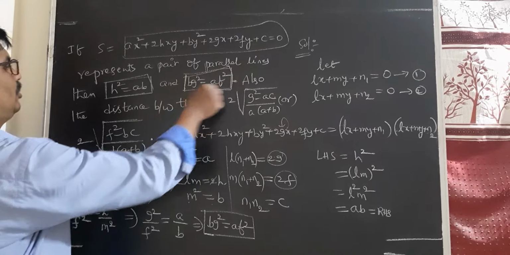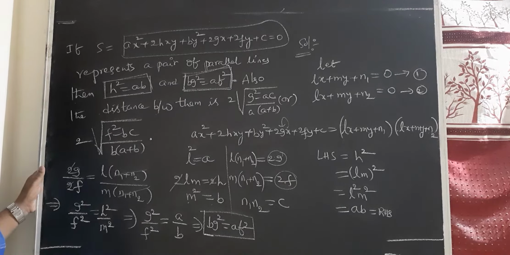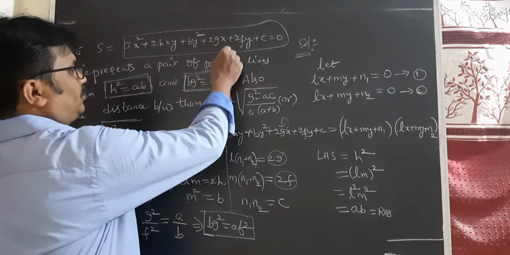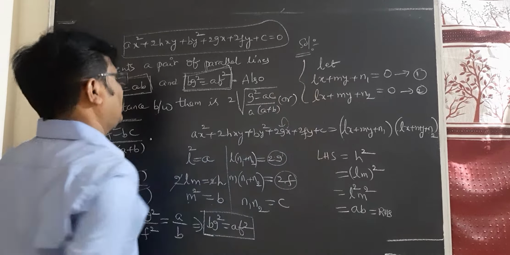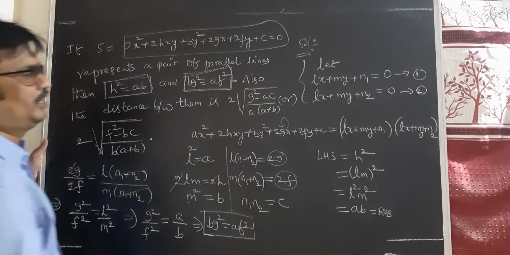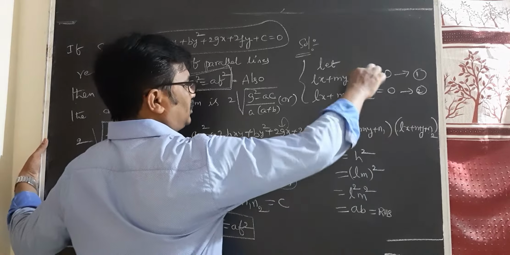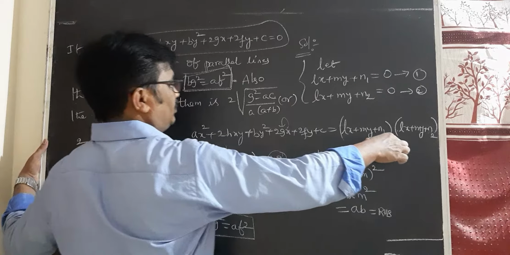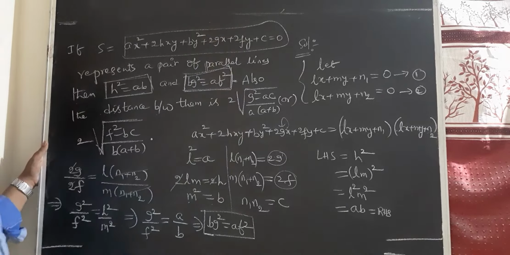bg square equal to af square. So dear students, first the given equation represents the parallel lines L1 and L2. The combined equation of L1 and L2 is the product of these two equations. In that equation we are equating the alike coefficients.